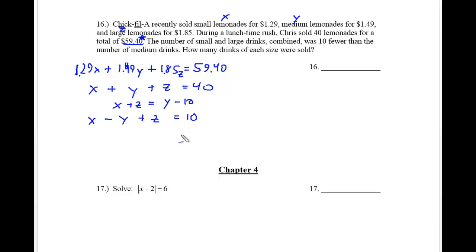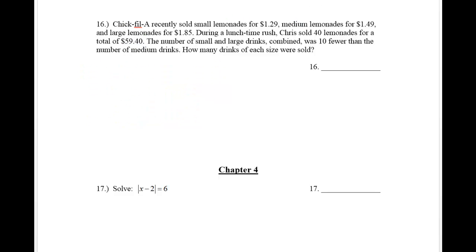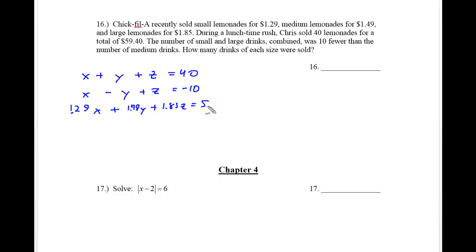Alright, so with that in mind, we are now going to solve 3 equations with 3 unknowns. The equations we're going to look at are x plus y plus z equals 40. We're also going to look at x minus y plus z equals negative 10. And finally, $1.29x plus $1.49y plus $1.85z is equal to $59.40.